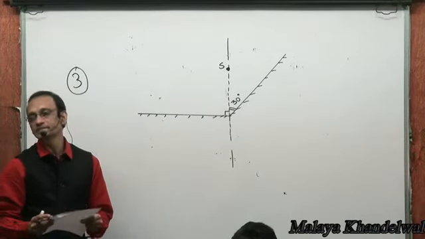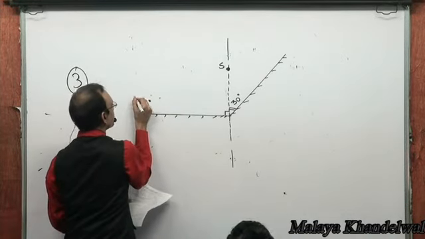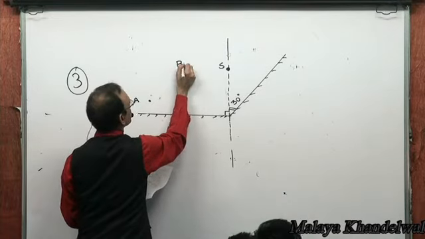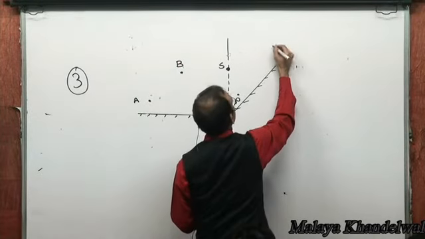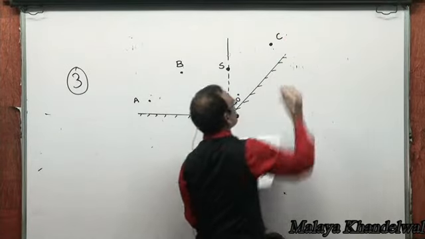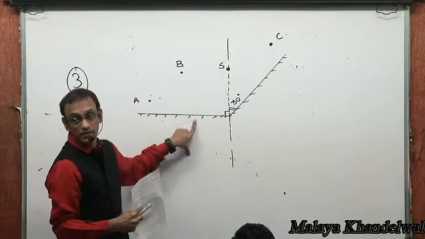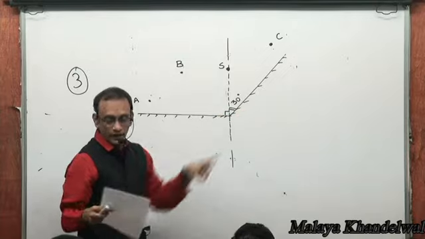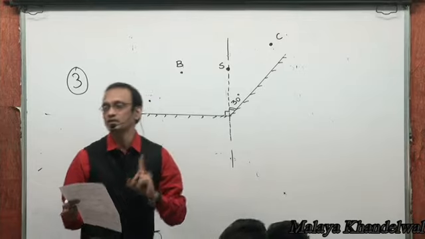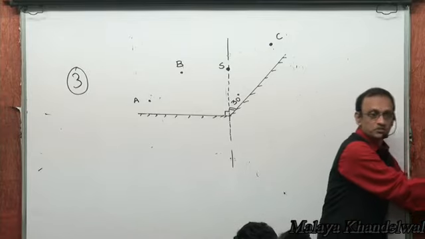And there are three observers, A, B, and C. A is located somewhere here. B is located somewhere here. And let's say C is located somewhere here. Obviously, there are two images formed of S, one by this mirror, one by this mirror. Now the problem inquires, which of the three observers will see only one image? There are two images formed, isn't it?